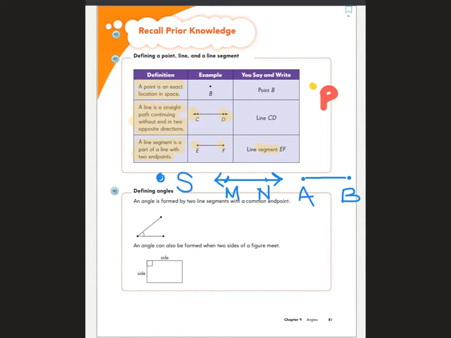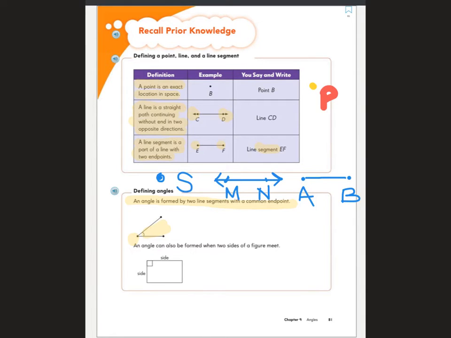Okay, next up, let's talk about angles. You guys have learned about angles before, but we're going to review what that really means. So here on the bottom of page 81, you see a definition. An angle is formed by 2 line segments with a common endpoint. So that common endpoint is right here. It's this little dot where the angle is connected in a corner or in a point. The angle, when we measure it, measures the space in between the 2 lines there.